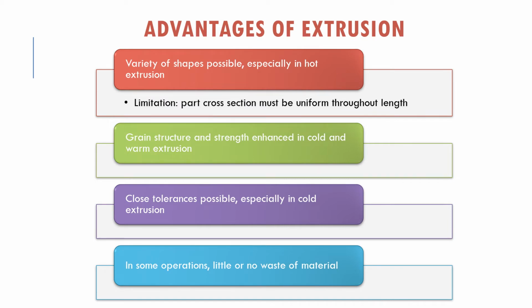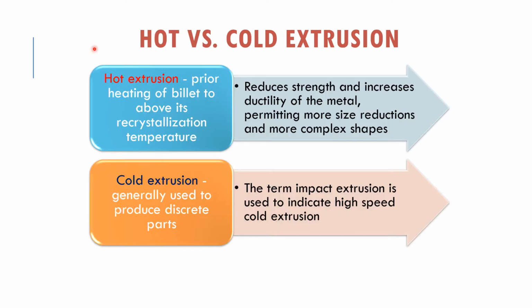It can also create a very close tolerance, especially in cold extrusion, and in some operation, little or no waste of material is involved. In extrusion, there are hot extrusion and cold extrusion also, the same like the previous process. So for hot extrusion, the work part will be heated first, and when it is heated, it will reduce the strength and increase the ductility of the metal. Then more size reduction or complex shape can be produced via this process.